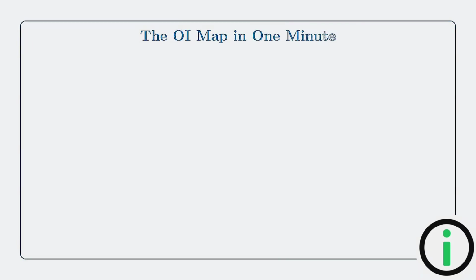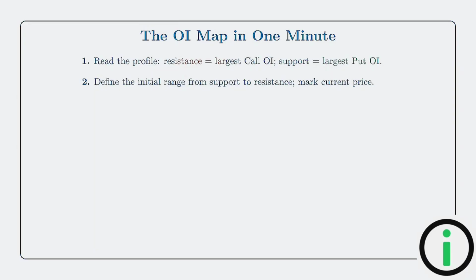Let us recap the complete method. First, read the profile. The largest call OI in our example is 180,000 at 22,300, so that is the resistance strike. The largest put OI is 210,000 at 22,000, so that is the support strike. Second, define the initial range from 22,000 to 22,300, with current price at 22,100. Third, calculate the expected move from the straddle premium.